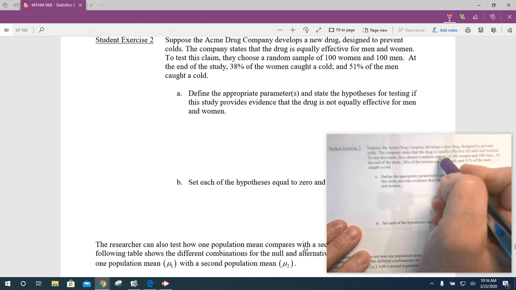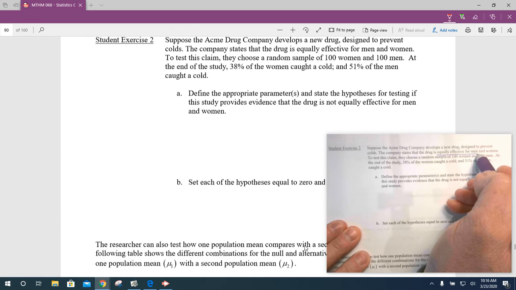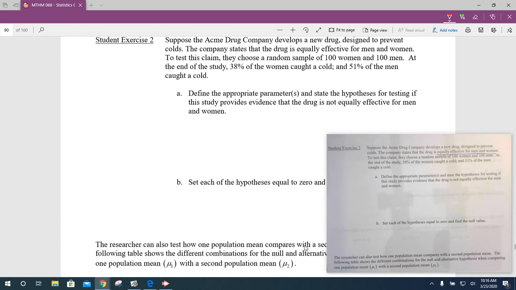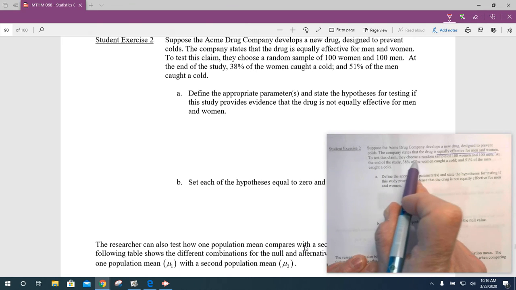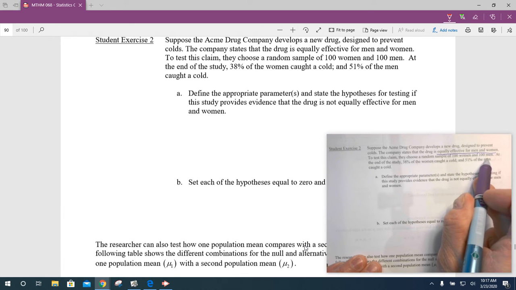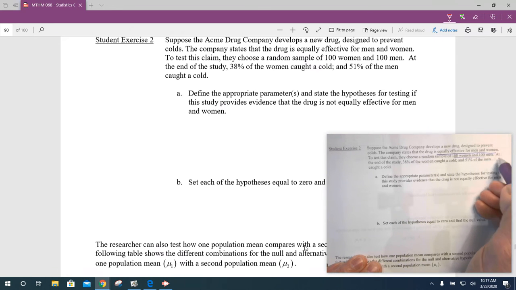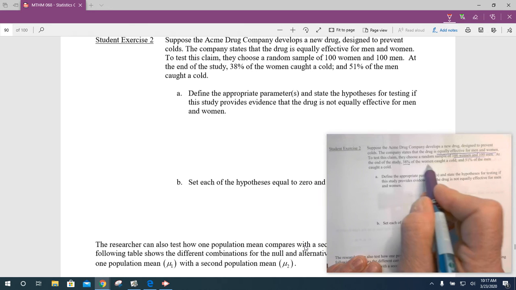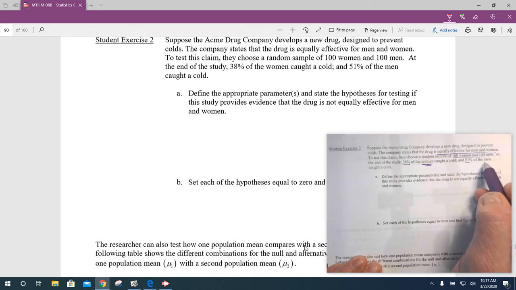And when we say that they are equally effective for men and women, we're not saying that one is greater than the other. We're just simply saying that one is the same or equally effective. Okay, so don't take it for anything other than what it is. It says the test claims to choose by random sample of 100 women and 100 men, so we have equal N values on both. At the end of the study, 38% of women and 51% of men.